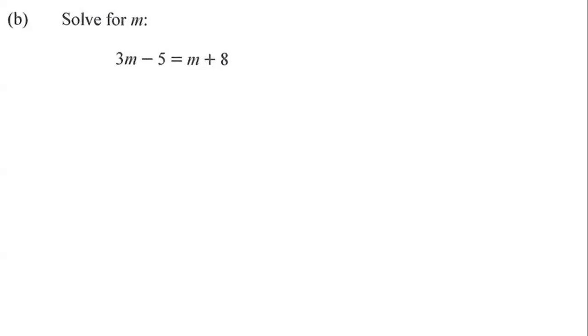Okay, where are we? So we have 3m minus 5 is equal to m plus 8. Okay, so we have 3m minus 5 is equal to m plus 8. How are we gonna do this?